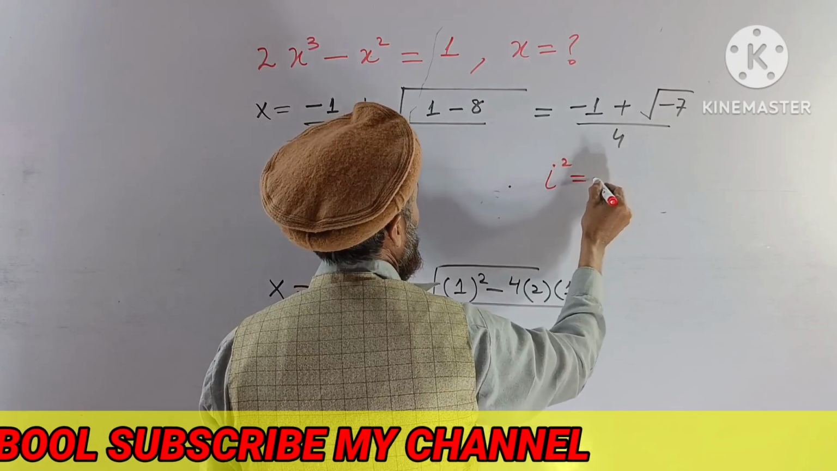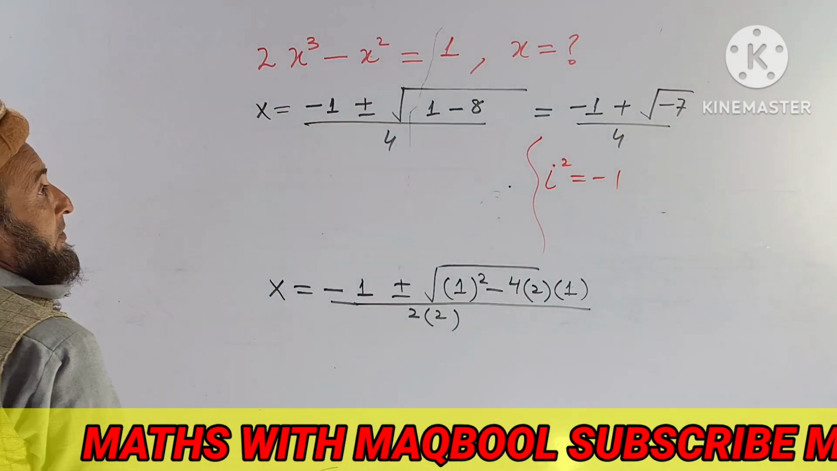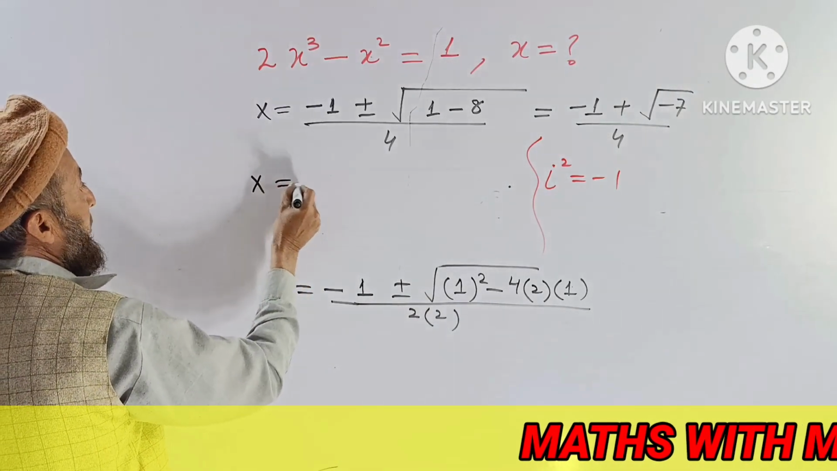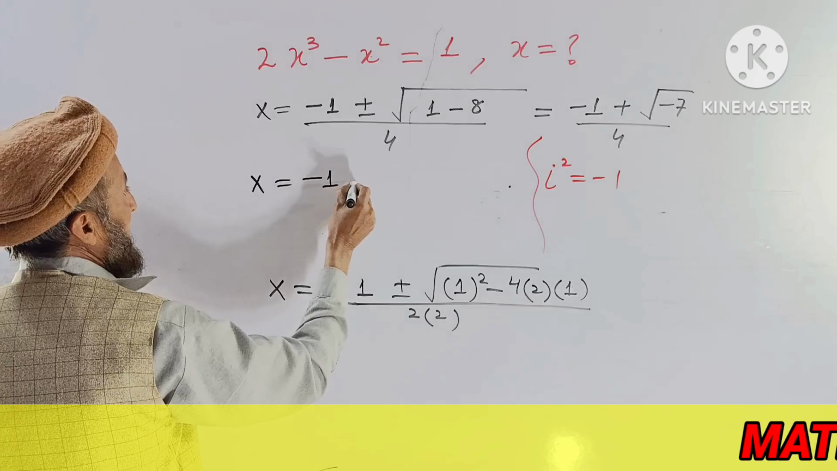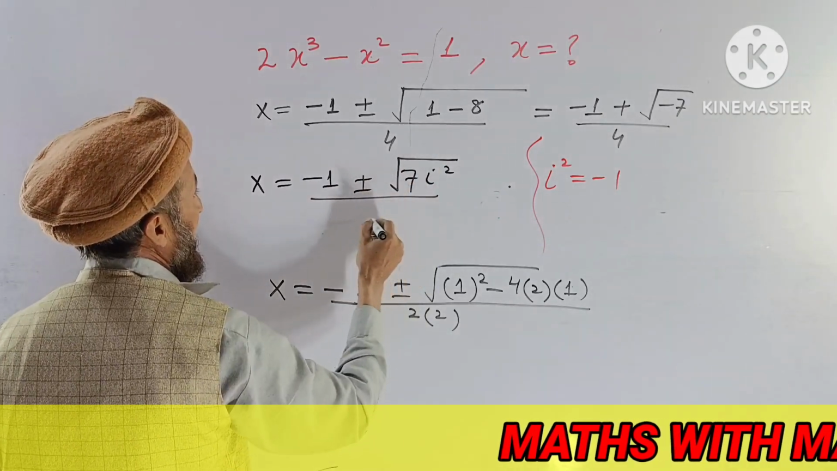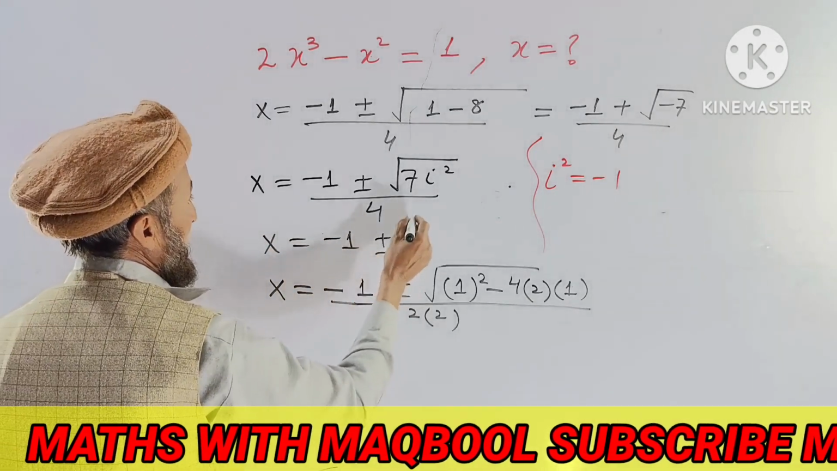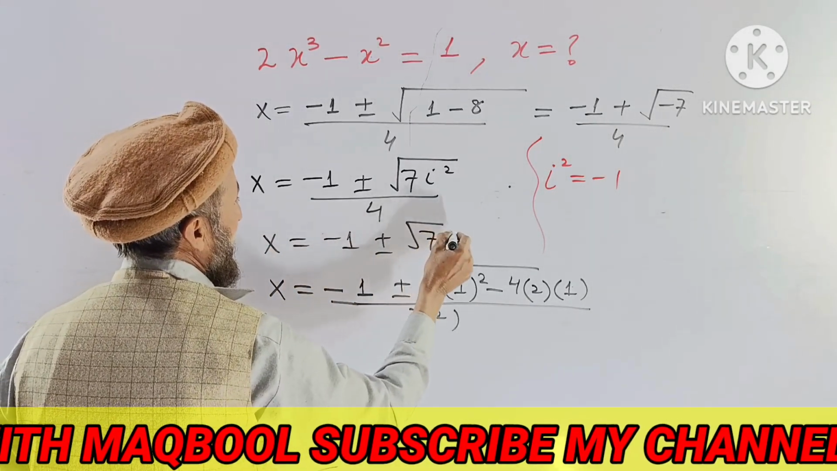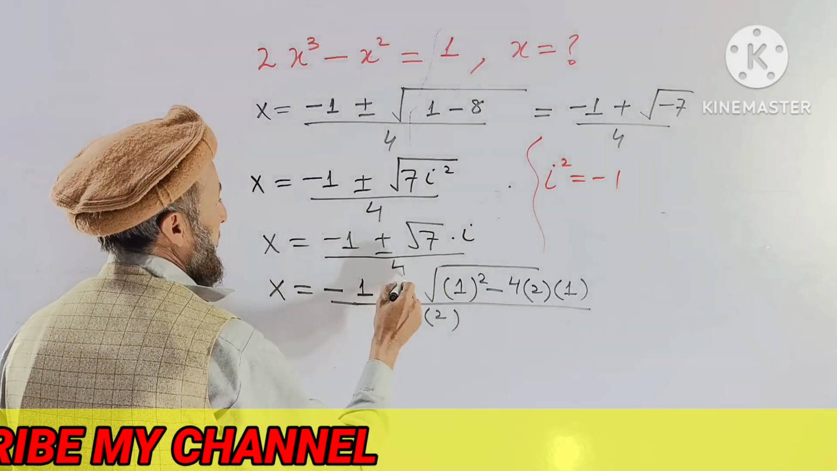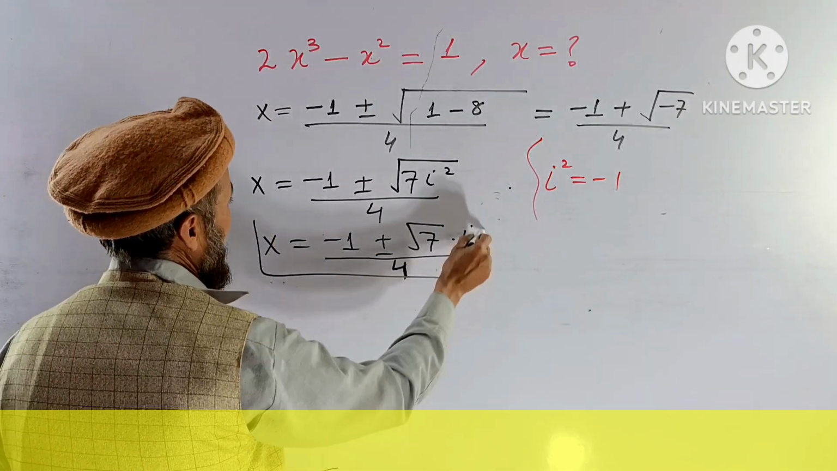Iota square is equal to minus 1. In the place of minus we put here iota square. So x is equal to minus 1 plus minus square root of 7 iota square, divided by 4. X is equal to minus 1 plus minus 7 under the root, into iota square is cancelled with the square root, divided by 4. This is the other solution we get here.